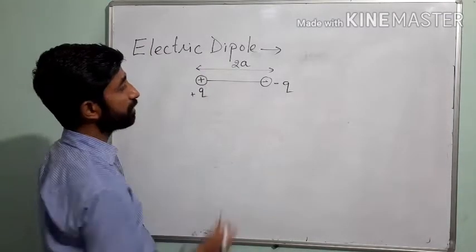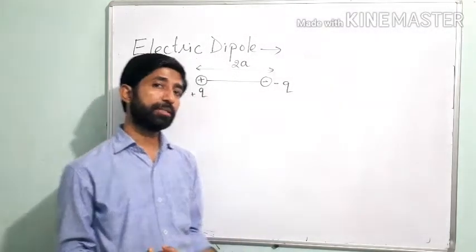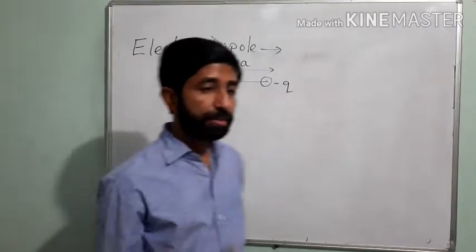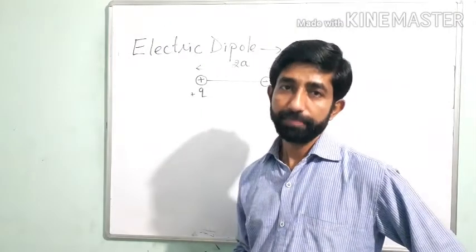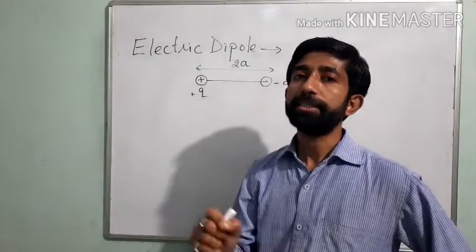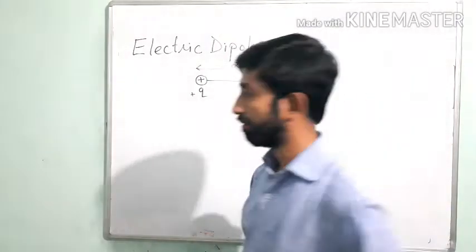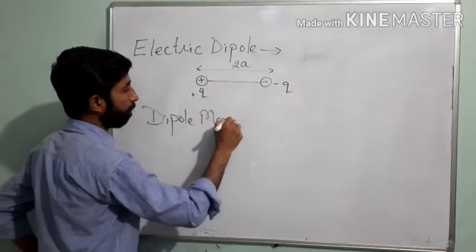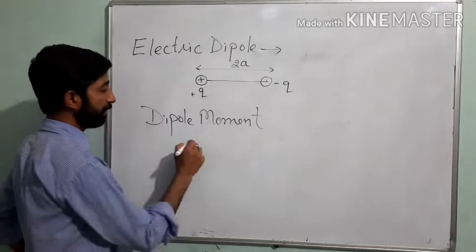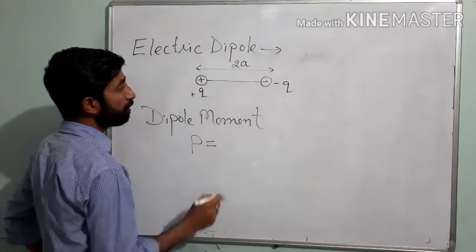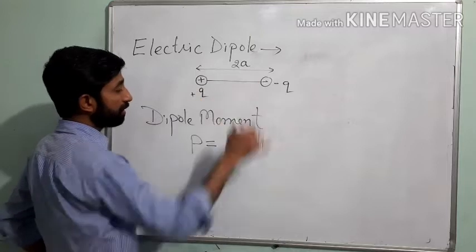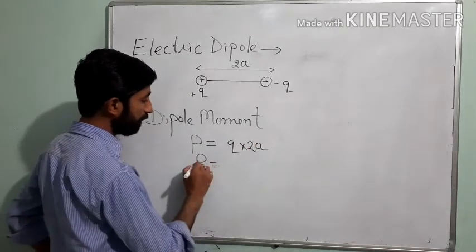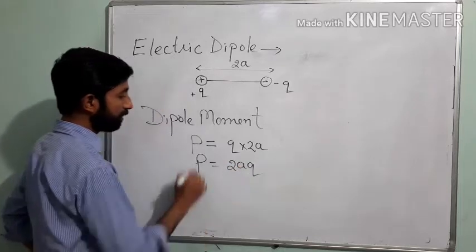This physical system consisting of two equal and opposite charges is simply forming an electric dipole. Now, what is the strength of that system and how do we recognize that system? That term is called the electric dipole moment, or dipole moment. Dipole moment is given by P equals either of the charges multiplied by the distance, that is q into 2a, or P equals 2aq.